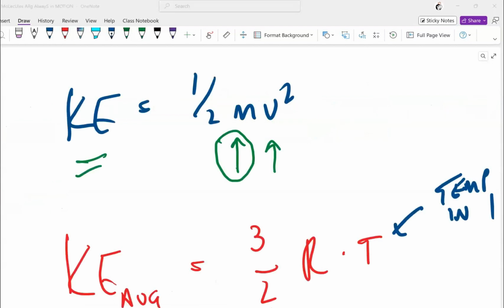Apologize for the glitch. What this is telling us is that for the same kinetic energy, one molecule that has a smaller mass will compensate by having a larger velocity, and molecules with a larger mass will compensate by having a smaller velocity. We're going to plug this into an equation to calculate root mean square velocity. Let me show you how this works.